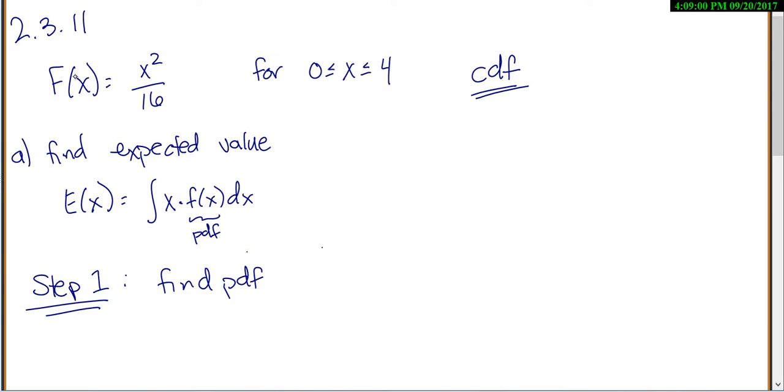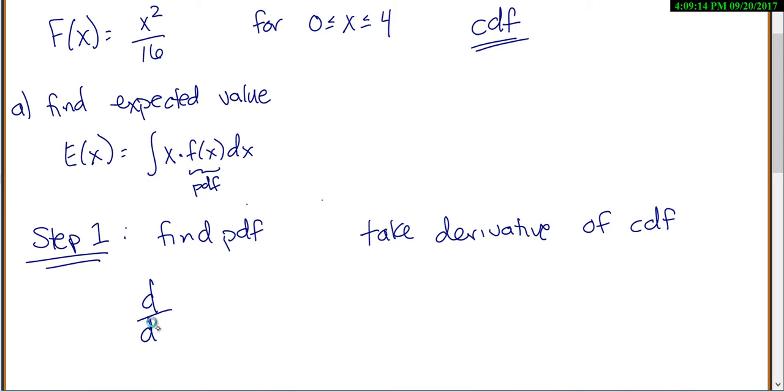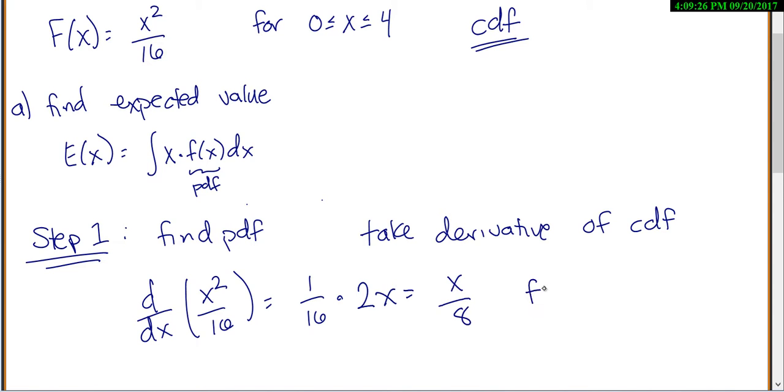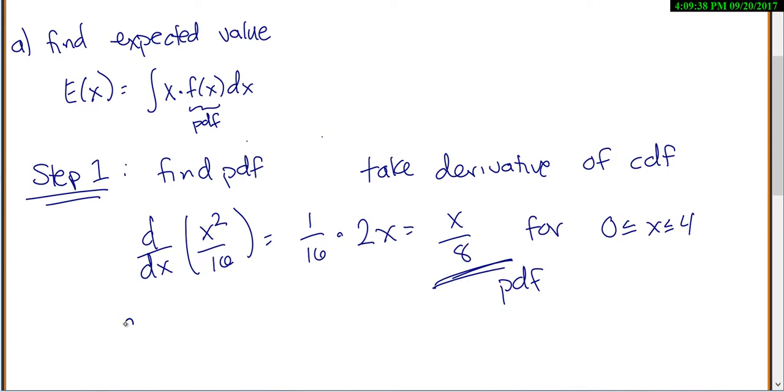So if you have capital F of x, the CDF, and you want to find the PDF, you take the derivative of the CDF. So the derivative of x squared over 16: the 1 over 16 just comes out, and the derivative of x squared is 2x. So we get x over 8. And again, it's for x's between 0 and 4, because that part doesn't change as you switch from CDF to PDF. So here is our PDF: little f of x equals x over 8.